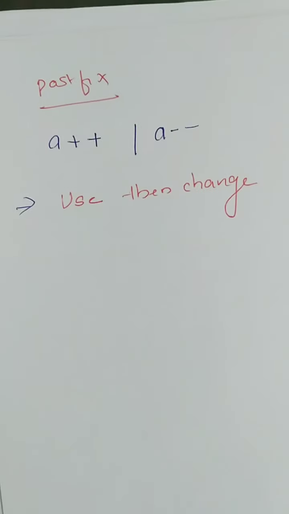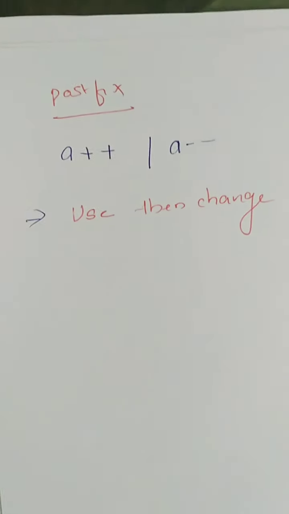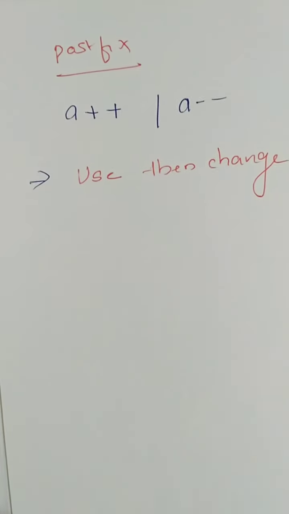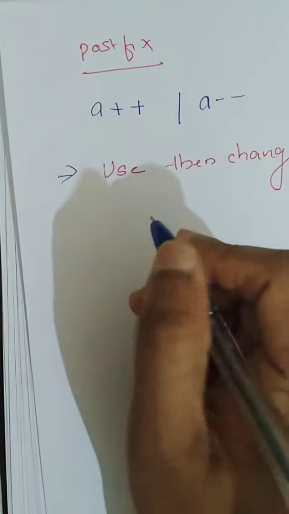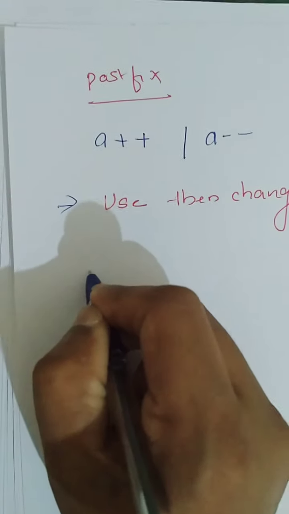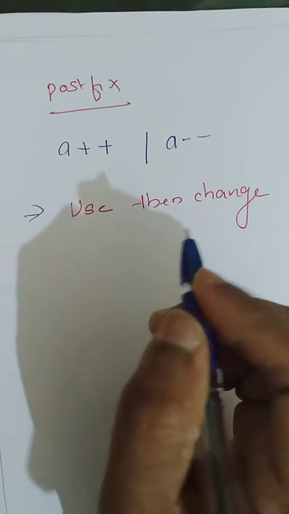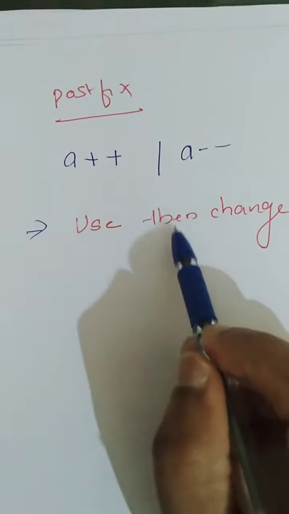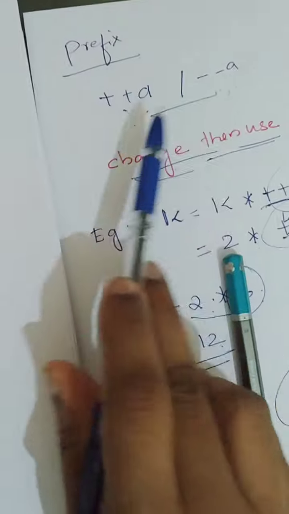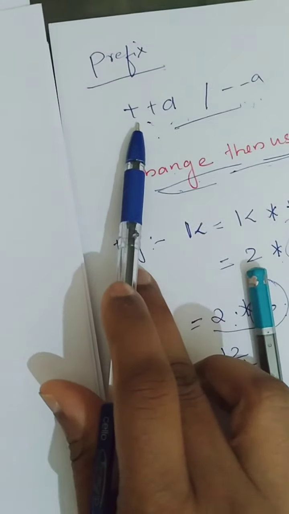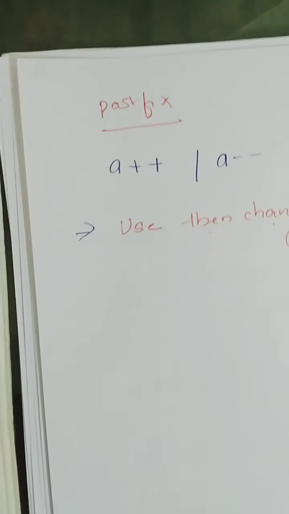Its rule is, when it comes to expression, use then change. I will give you an example and explain how it works. Use then change means, suppose in an expression, be careful, in an expression it is use then change, and in an expression prefixes change then use, but when it comes alone, it will have the same property, that is a is equal to a plus 1.